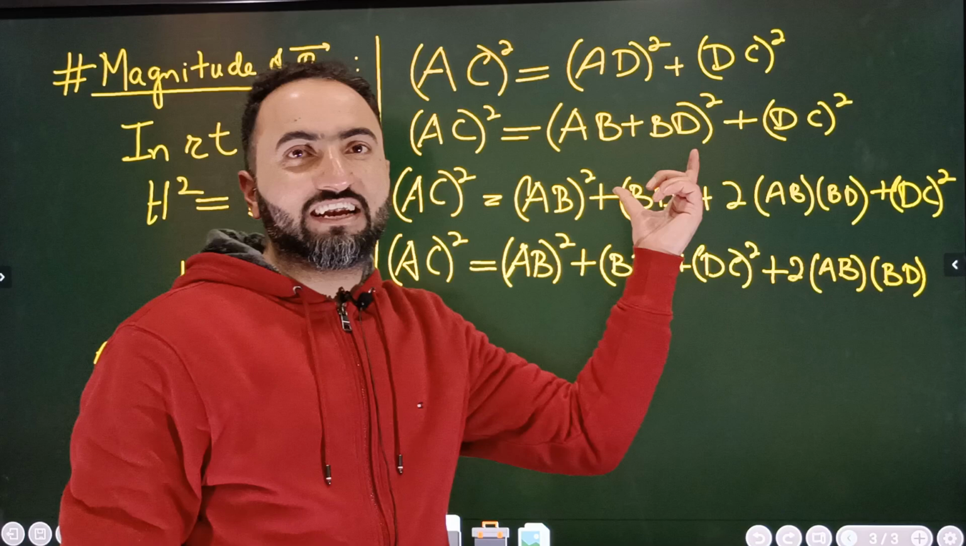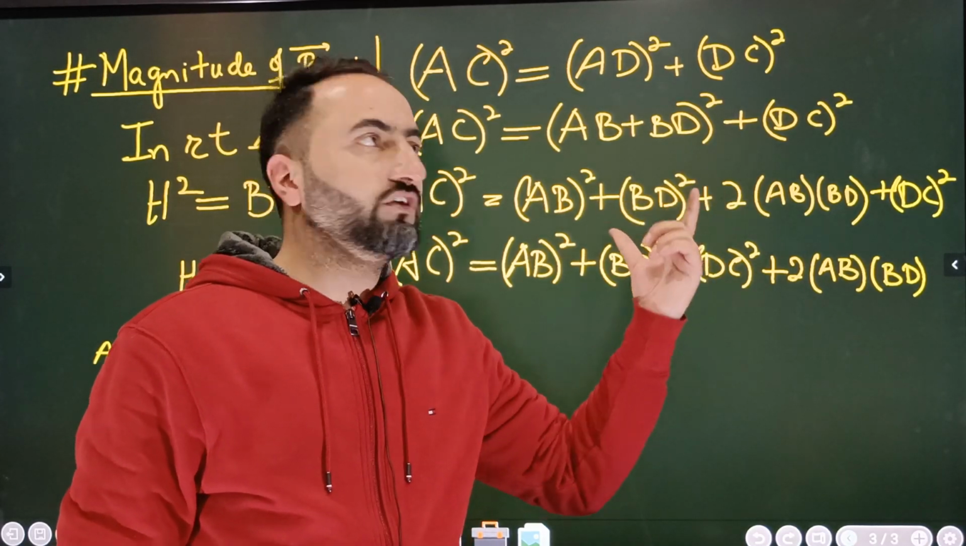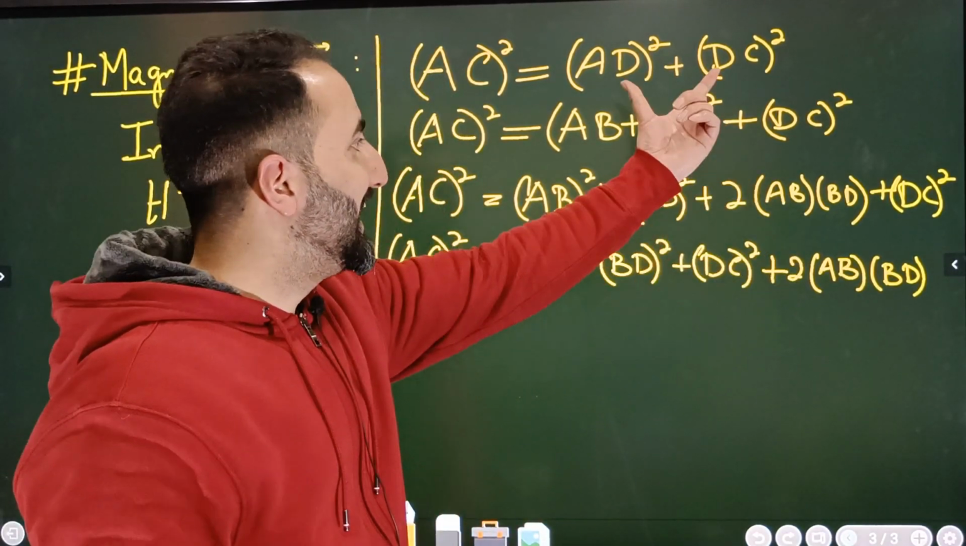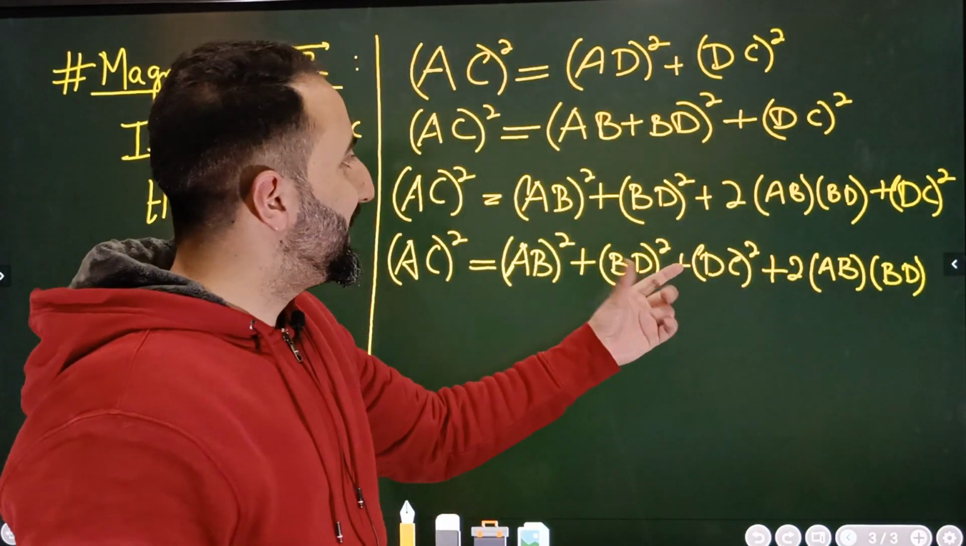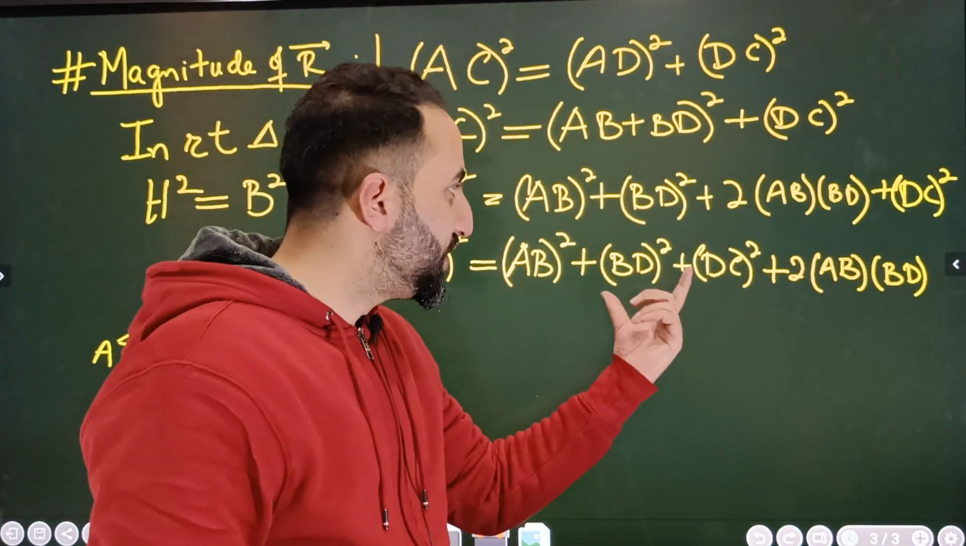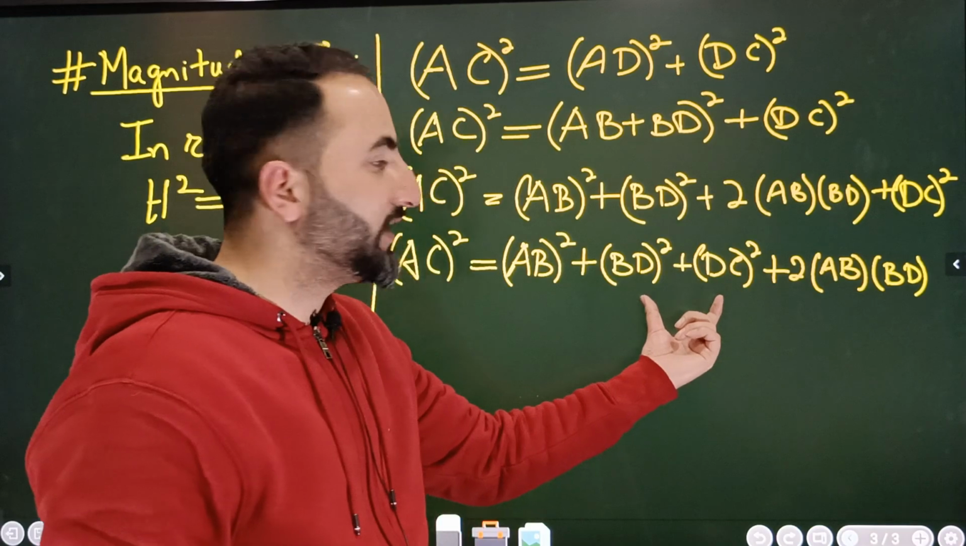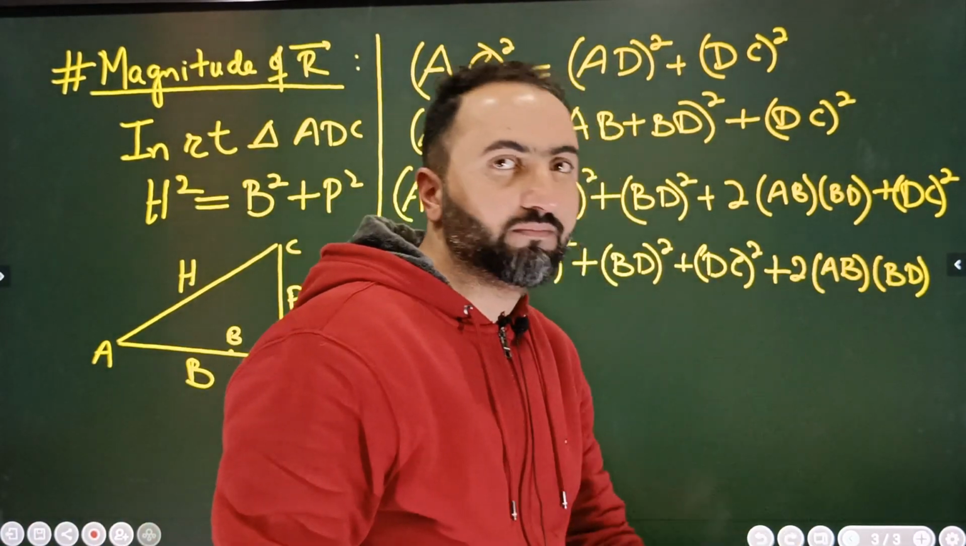Then I use the simple identity that (A + B) whole square equals what, beta? A square plus B square plus twice AB. Then DC square as such. Then rearranging, reshuffling these terms, I brought DC here. So this is DC square plus twice AB multiplied by BD.